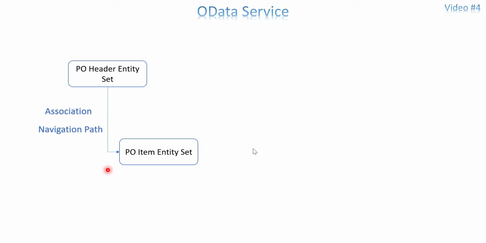Just keep this in your mind. Maybe I will explain two more slides. You will come to know what a navigation path is, or if I explain it at the system level, it's very easy to understand what a navigation path is. Navigation path is a kind of communication, or a way of communication, between the header and item entity set.